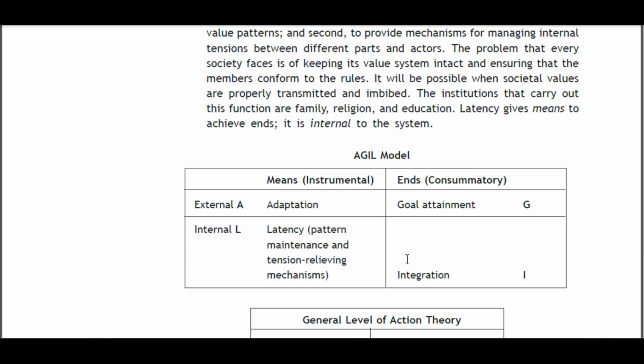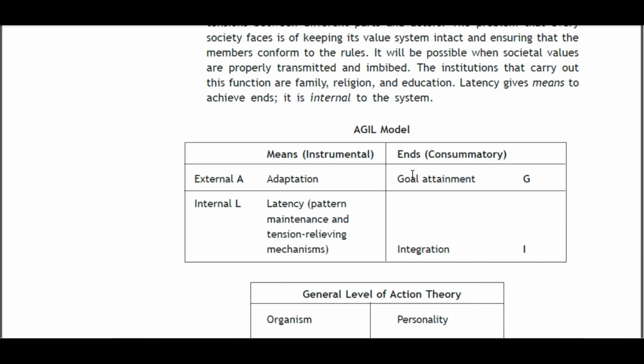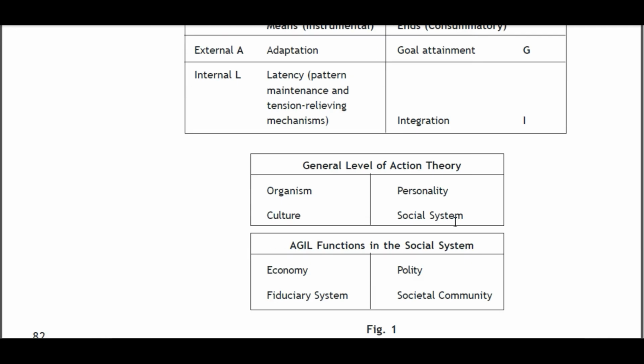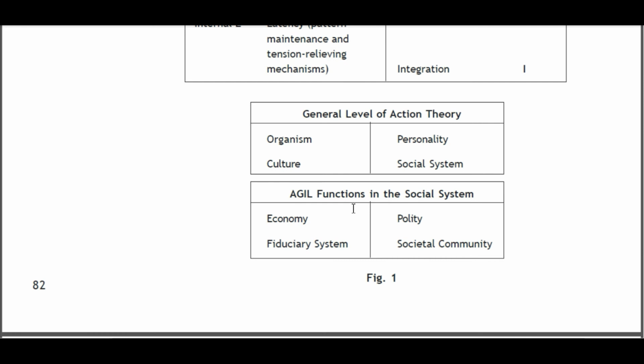AGIL model. Means and ends. Means are instrumental, like adaptation, latency, pattern maintenance and relieving. The ends are goal attainment and integration, the consummatory. The general level of action theory: organism and culture. In organism is personality, in culture it's the social system. AGIL functions in the social system: economy, polity, fiduciary system, societal community.